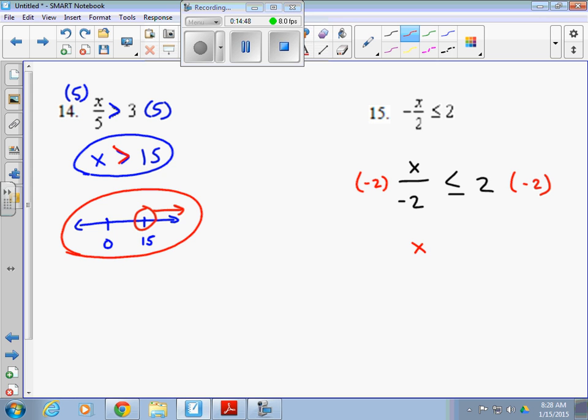Multiply it by -2. It'll cancel the left and leave you with x. 2 times -2, opposite signs are always negative. 2 times 2 is 4. The difference between this one and number 14, though, is instead of multiplying by a positive number like 14, now you're multiplying by a negative number. And now is the first time we take this less than or equal to and we reverse the symbol and call it greater than or equal to -4.